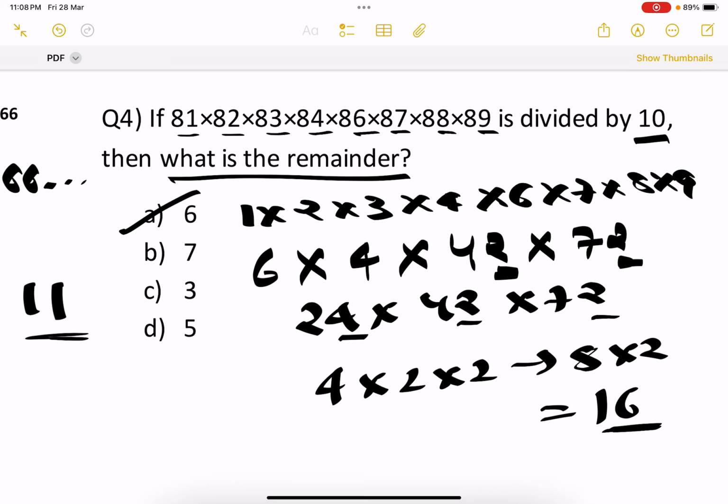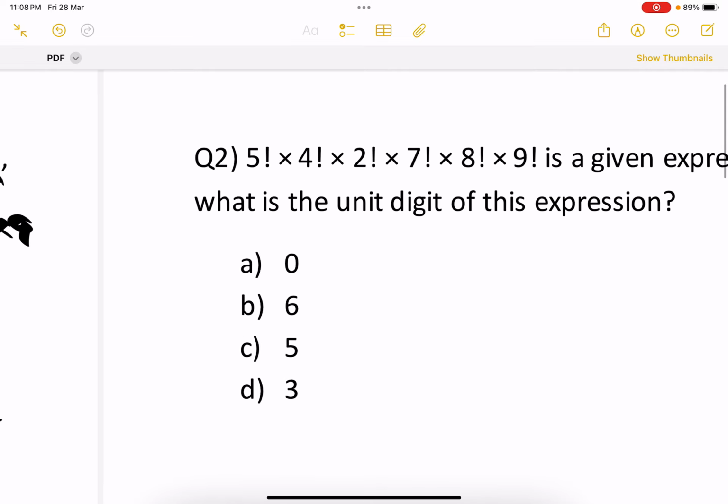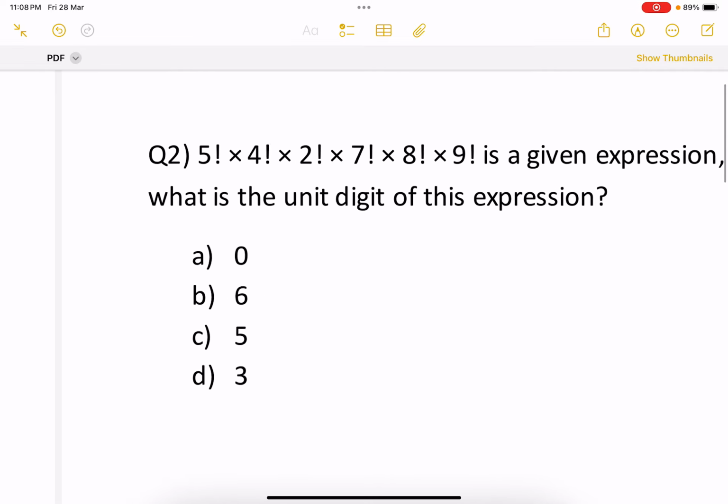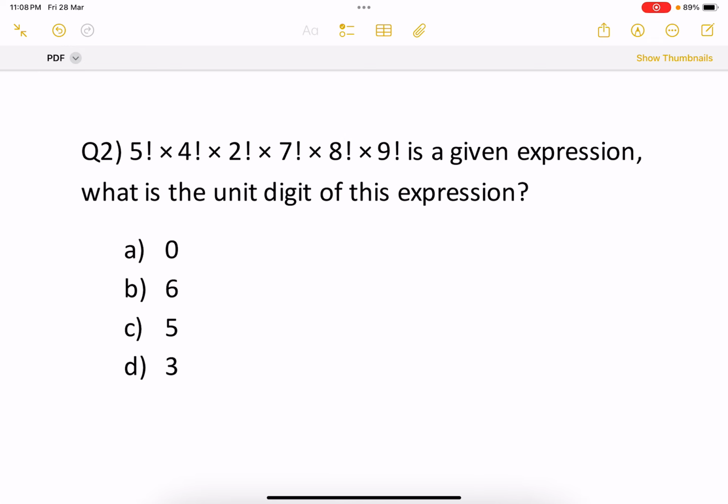Okay. Now let's move on to the next question. Here by mistake this 5 has been printed as 2, but we'll still take the question. Okay. So the question goes like 5 factorial into 4 factorial into 2 factorial into 7 factorial into 5 into 9.